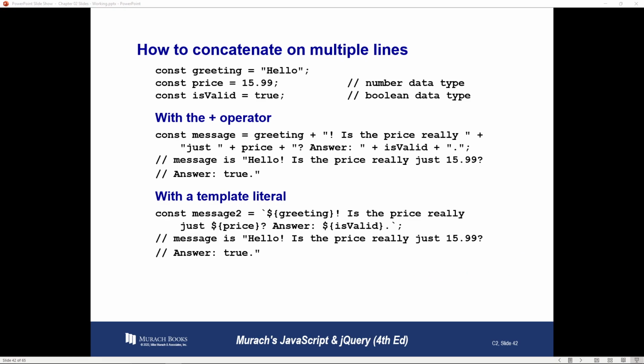All right, sometimes when we're concatenating, things can get quite long. So let's look at an example that takes multiple lines to accomplish what we want it to do. We have a constant called greeting that's set to the value hello. We have a constant called price that's set to the value 15.99. And we have a constant called isValid that's set to the value true.